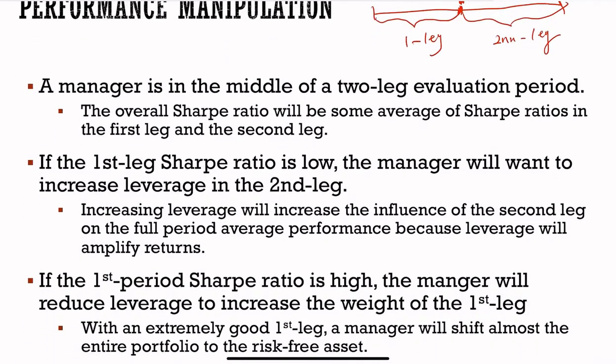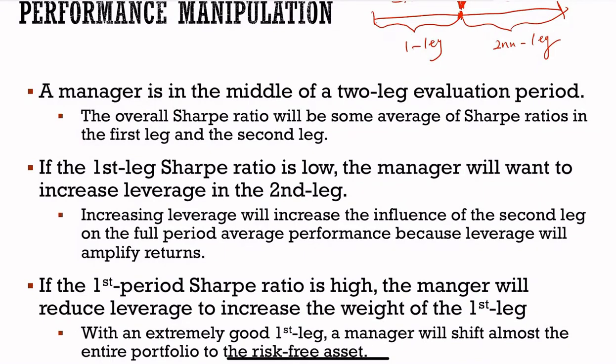So basically, you can see that there is a negative correlation between the first leg performance and the second leg leverage. So if the first leg performance was bad, the manager will want to use larger leverage in the second leg in case he gets lucky. And if the first leg performance was outstanding, the manager will have the incentive to reduce the leverage in the second leg, because he wants to preserve the first period superior performance.